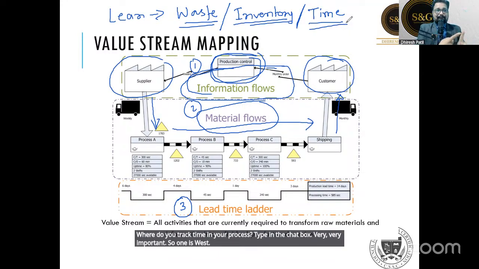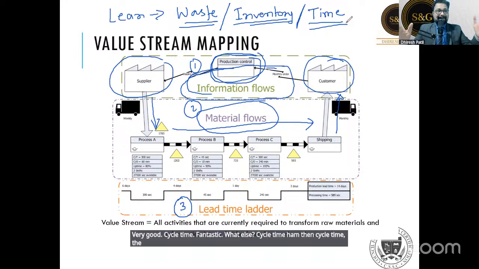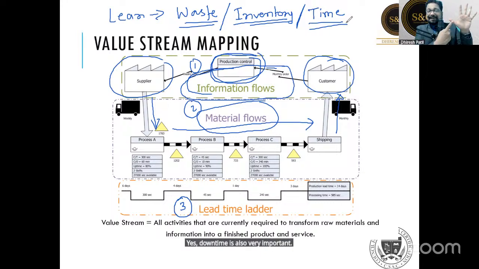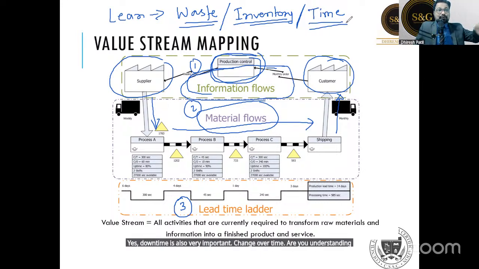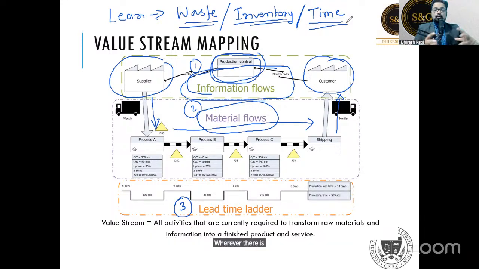Cycle time. Fantastic. What else? Then the delivery lead time, the complete delivery lead time. Very good. Delivery time, processing time. Fantastic. Downtime. Yes, downtime is also very important. Changeover time. Are you understanding? So all these times: waiting time, uptime, downtime. Wherever the time element is involved in your project, wherever you want to reduce the time, okay, takt time, which we are going to learn today, wherever there is a time element, we use these lean tools.